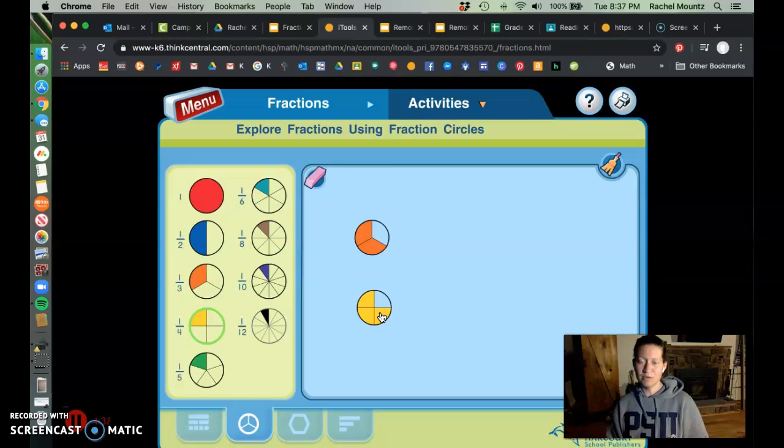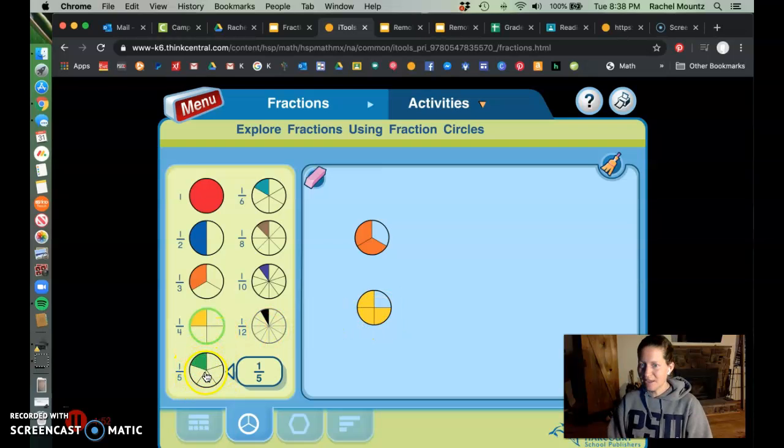3 goes in my numerator. And then my denominator is still 4. Each piece is a fourth of the whole. There would be 4 pieces total when I put them all together. Are you getting it?